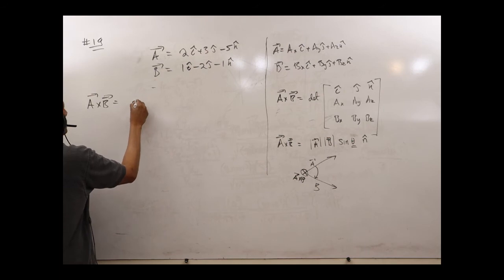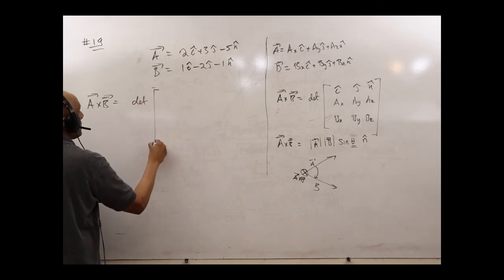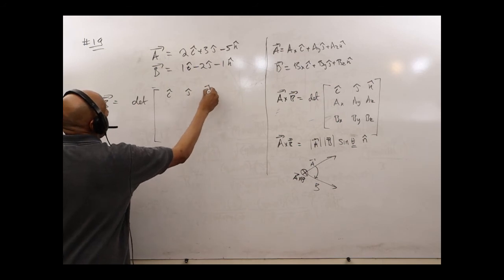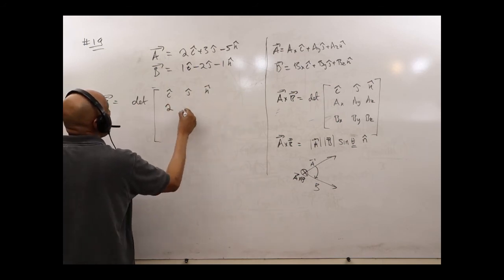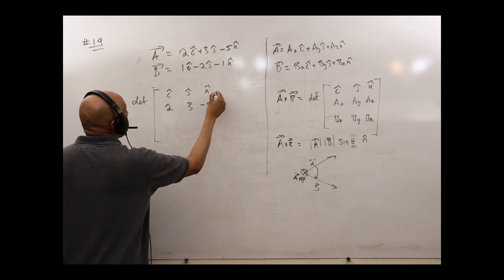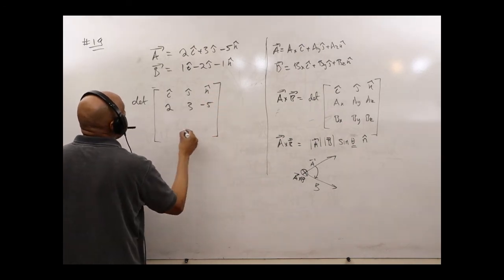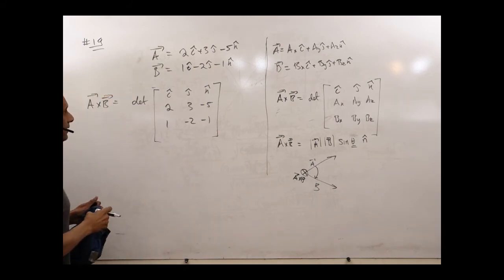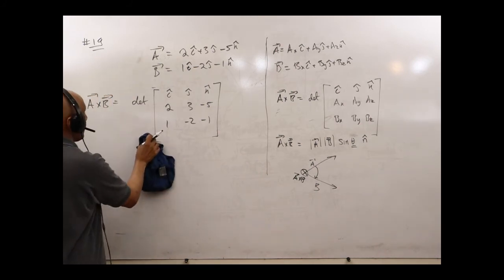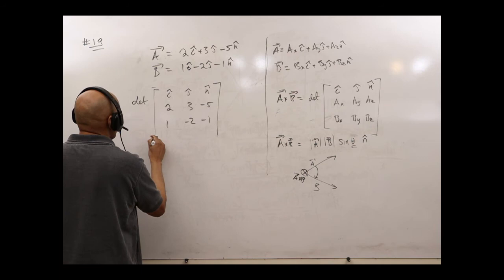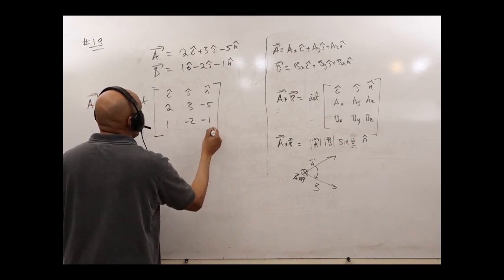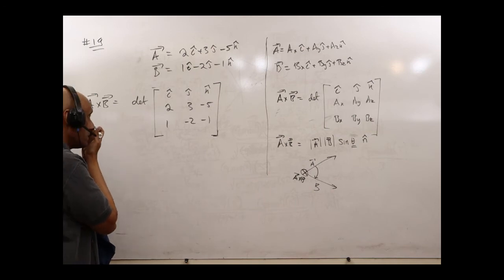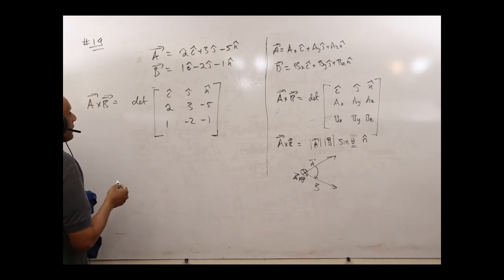So this is the determinant. So this is a vector I, J, and K. And here are your components: 2, 3, -5. And this is 1, -2, and -1. Okay, so how do I calculate the determinant?